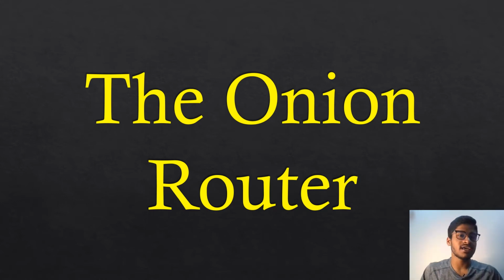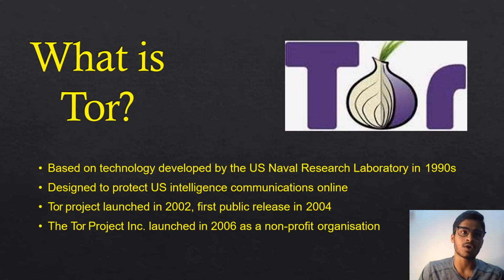So what exactly is the onion router, Tor, which I was talking about? We'll see that here. What is Tor? Based on technology developed by the US Naval Research Laboratory in the 1990s, designed to protect US intelligence communications online. Tor project launched in 2002, first public release in 2004. The Tor Project launched in 2006 as a non-profit organization. Okay, actually Tor was from the US Navy, and they developed it in the 1990s, and in 2002 the Tor project was launched. So, here they have given a brief history of it.